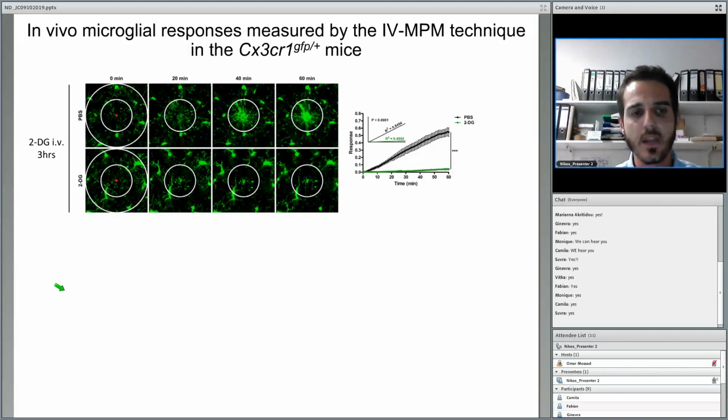So they hypothesized that this process is highly energy dependent, and therefore the microglia needs to become glycolytic in order to do so, because glycolysis is 10 to 100 times more efficient in producing energy than the oxidative phosphorylation, although in terms of actual ATP molecules, glycolysis produces less.